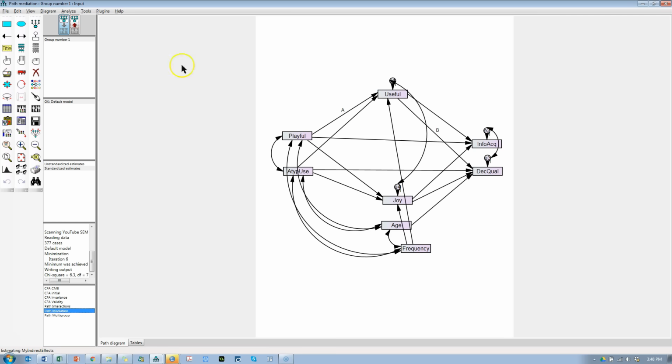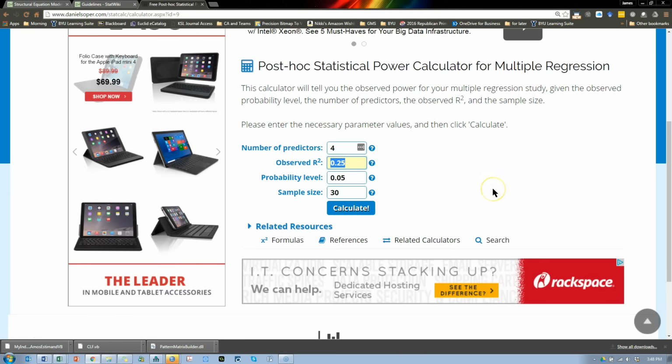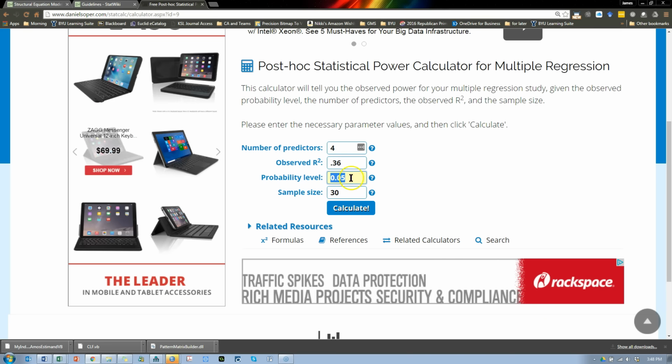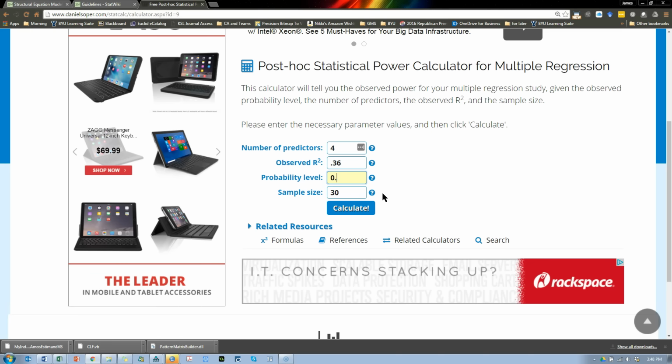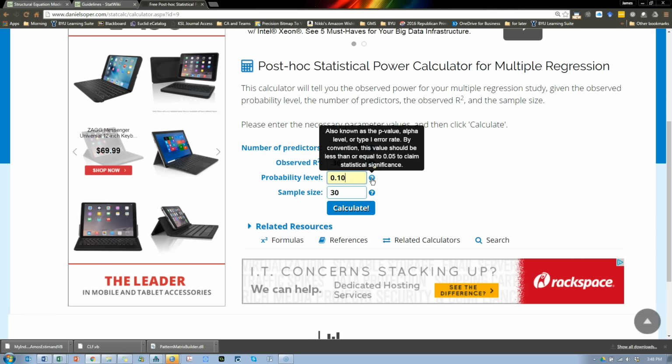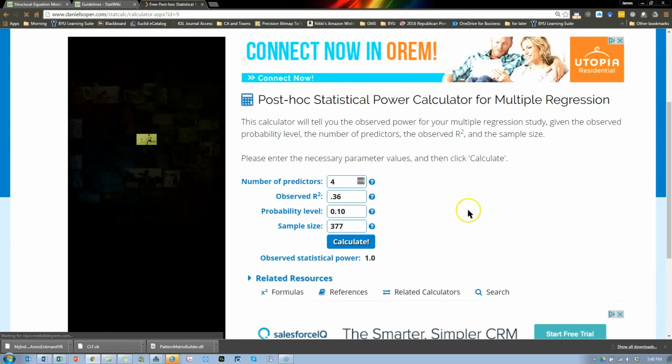Observed R square. Well, hit the up arrow. It was 0.36. Probability level, I would like a 90% probability. So, sorry, a 0.1 there, because that's the alpha level. So 0.05 is for 95, 0.1 is for 90. Our sample size was 377, I believe, and then calculate. And it'll tell you if you had enough power.